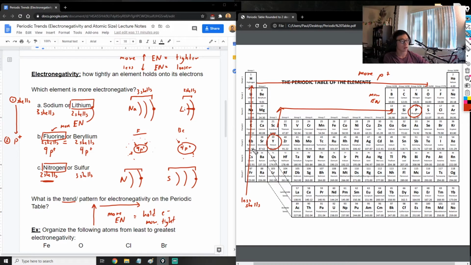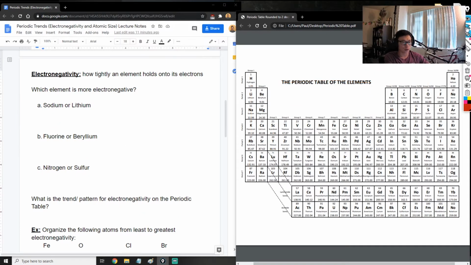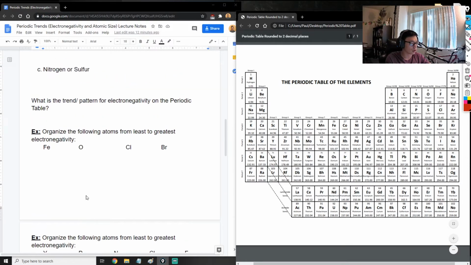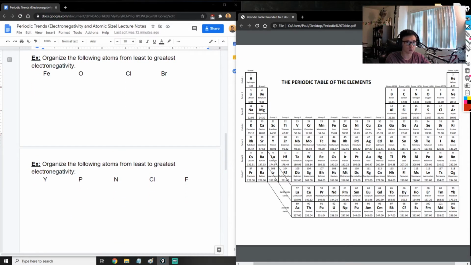All right, so let's do one more example, a little bit more complicated, or actually two more examples, and then we'll move on to the next trend. If you can, take a second, feel free to pause the video and try these problems out on your own. If not, I'm going to go through it step by step. We said earlier the pattern is as you go up and to the right, they become more electronegative. So we're going to use that pattern, because why do more work when we can just use the pattern? So let's take a look at Fe.